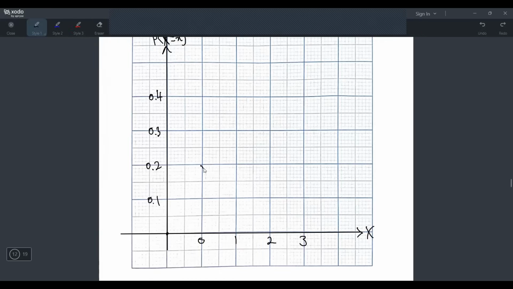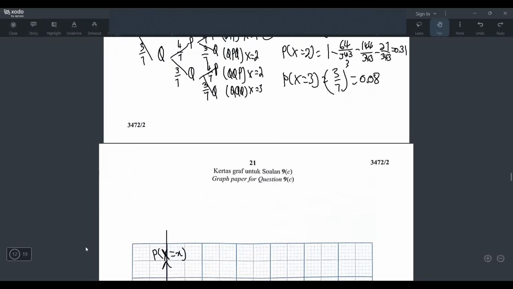So it's here. Oh, and one more thing, some students might put the 0 over here. No, no, no, no, cannot. Because for this type of graph distribution, 0 is also part of the x value. That's why the 0 have to write here, right? So remember that.